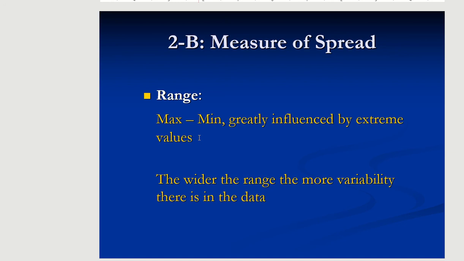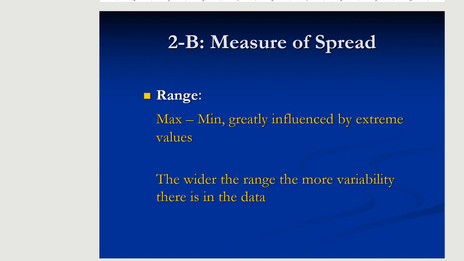The range does not say much. It is just a spread of the data, from the largest to the lowest. Obviously, the range is highly sensitive to extreme values. So let's say all the values were between 60 and 80, except for one value that was 95. That one value is going to expand the range. So this is for the range.